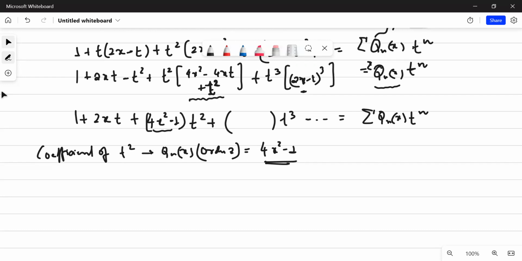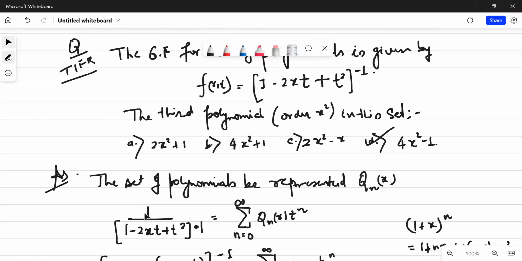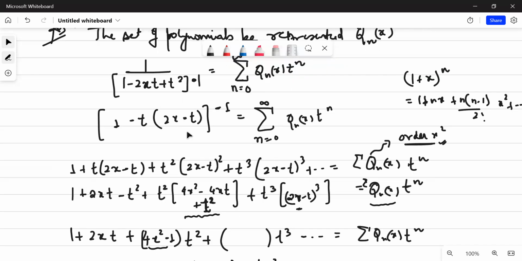So anyway, we can write this thing as valid only if this particular term, that is 1 plus x, is less than 1. I mean, we'll have to see it. मतलब इस question में it is not given.